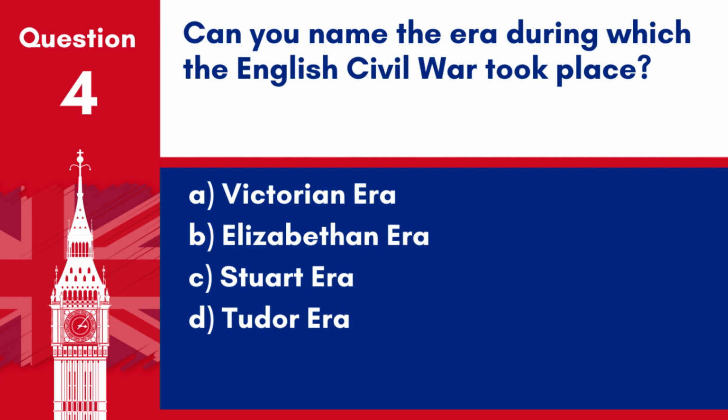Question 4. Can you name the era during which the English Civil War took place? A. Victorian era. B. Elizabethan era. C. Stuart era. D. Tudor era. Answer. C. Stuart era. The English Civil War took place during the Stuart era, specifically from 1642 to 1651.